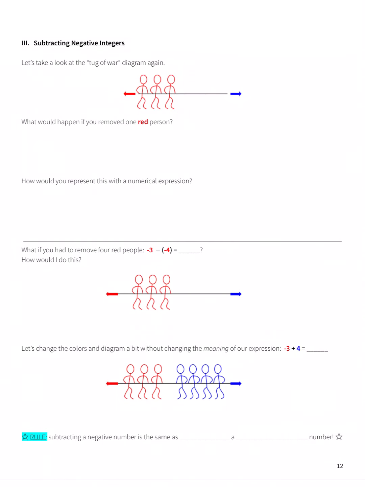So we have our 3 red people, which we know represents 3 negatives. All right, and what would happen if we remove one? Well, we can go ahead, we remove one. Get out of here. How many red people do we have left? -2. So how would we represent this? We could do -3 minus -1, or we can just simply write it as -2.